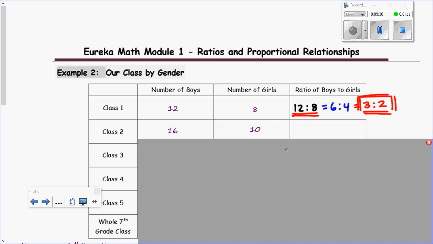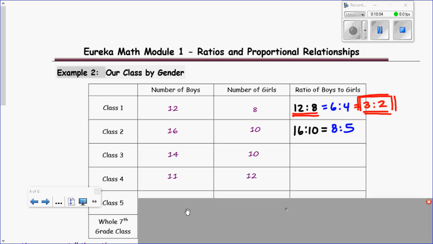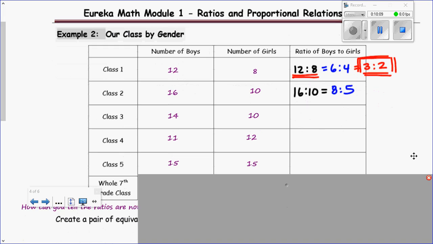Let's take a look at class 2. This one says 16 to 10. Go ahead and reduce 16 to 10. Did you get 8 to 5? And then can that be reduced? No, it cannot, so we would leave it like that. Okay, now I'm going to show you classes 3, 4, and 5. I want you to go ahead and try to reduce those ratios as best as possible. I'll give you a hint. One of them cannot be reduced. Okay, pause and try on your own.